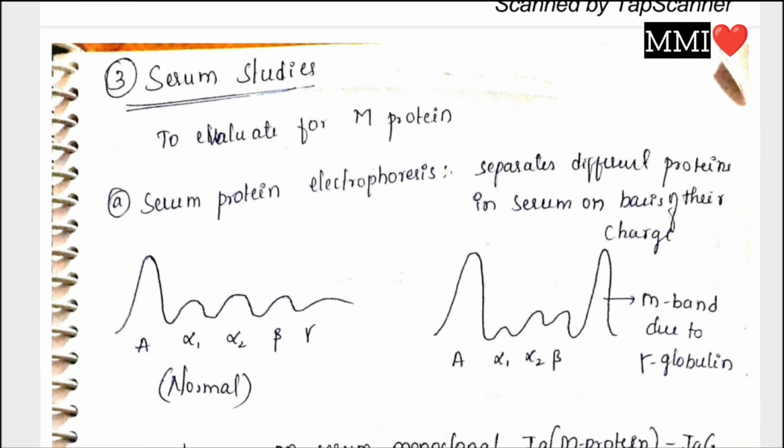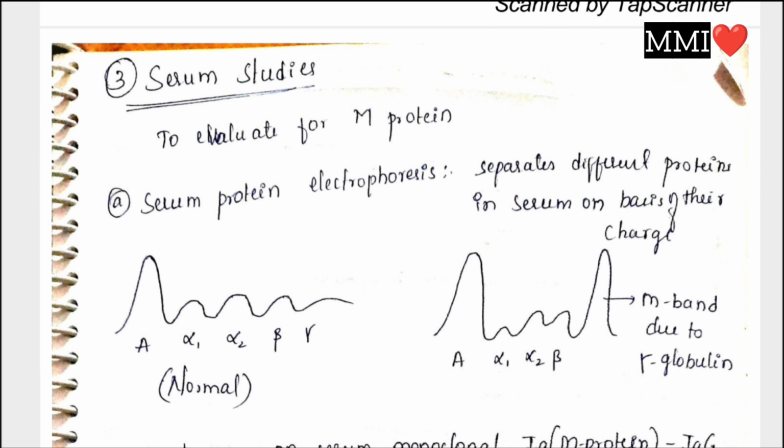Now coming to the serum studies. In serum studies, there will be elevation of M protein. What are M proteins? These are the abnormal proteins produced by the plasma cells. Serum protein is studied by electrophoresis. You know gel electrophoresis. We also use electrophoresis for differentiation of isoenzymes, that is LDH 1, 2, 3, 4, 5, and also for lipoproteins, that is VLDL, LDL, HDL, and cholesterol. And we will also use it for serum electrophoresis.